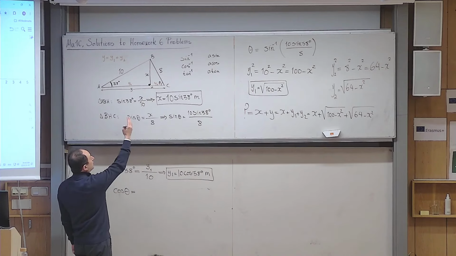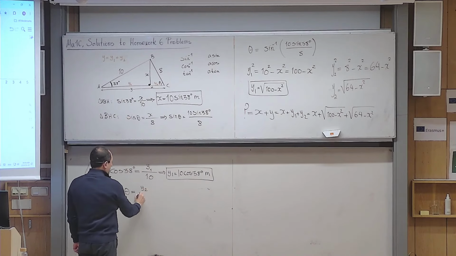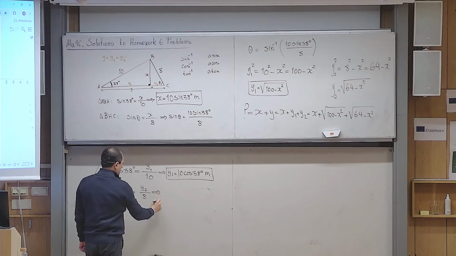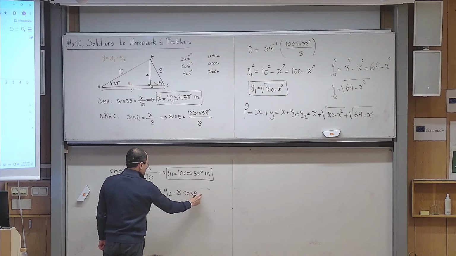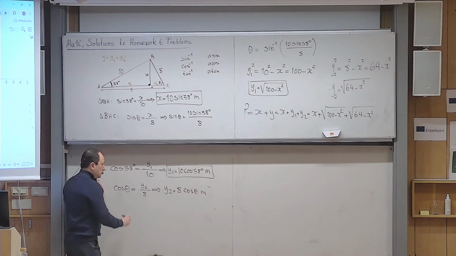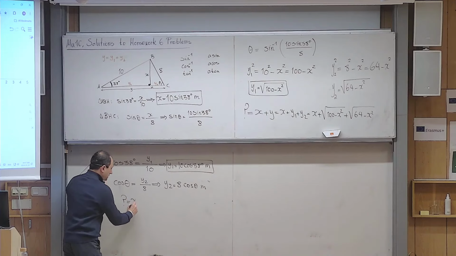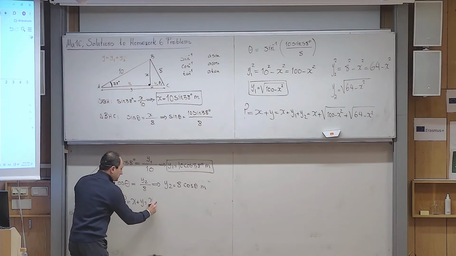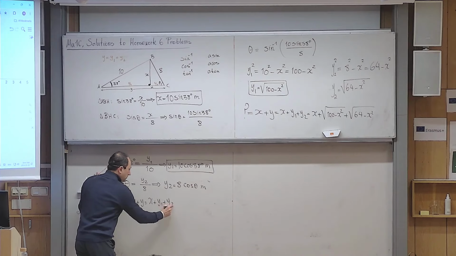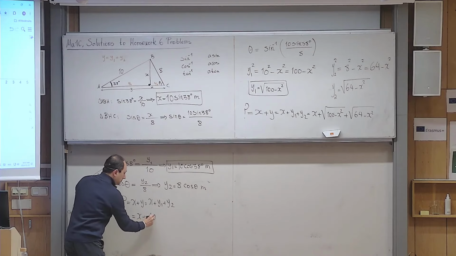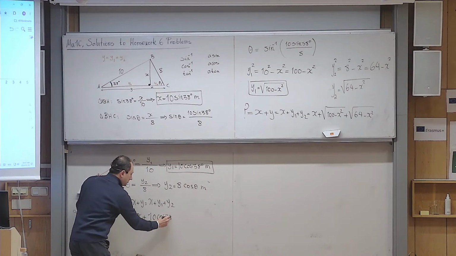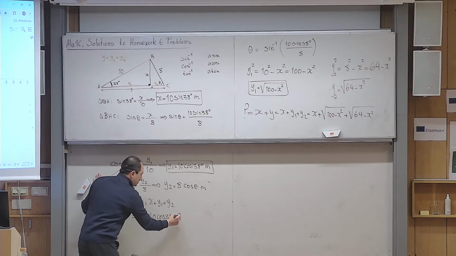H2, Y2. Y2 divided by 8. So what is Y2? Y2 is 8 cosine theta meters. So what is the question mark? The question mark is x plus y again. It becomes x plus y1 plus y2. X is x, but what is y1? It is 10 cosine 38 degrees. What is y2? It is this combination.